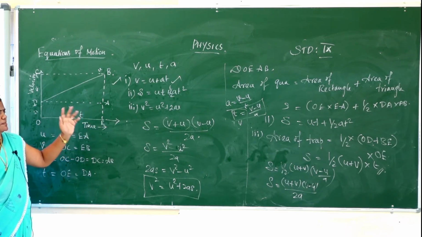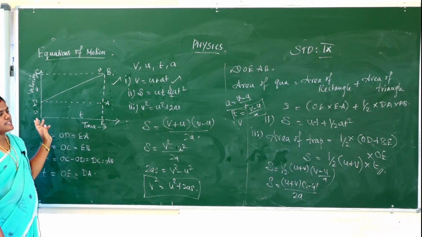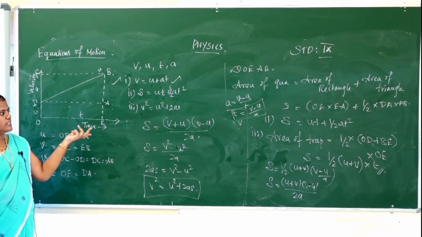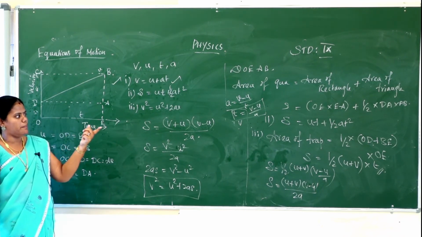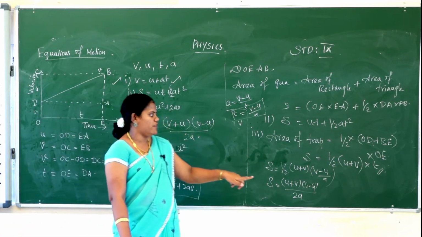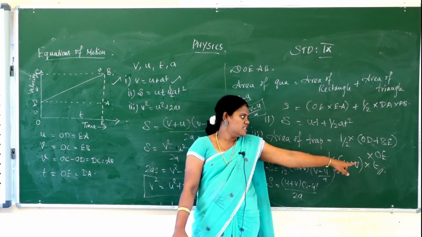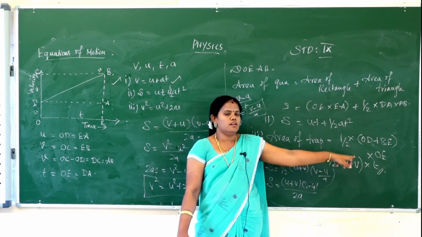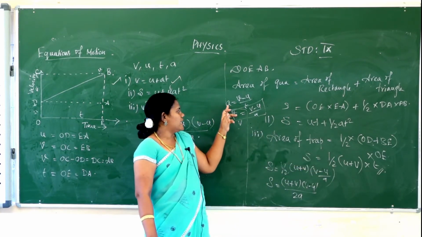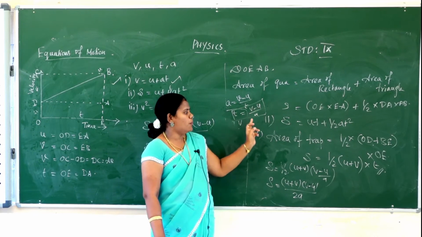The area of a trapezium is half into the sum of the lengths of the parallel sides into the distance between the parallel sides, that is OD plus BE into OE. So substitute the OD, BE and OE values: U plus V into T. T has to be changed on the basis of U and V. First consider the acceleration formula, A is equal to V minus U by T, so T is equal to V minus U by A.